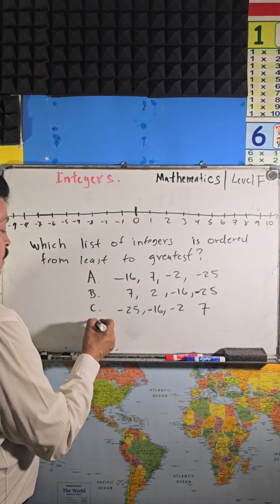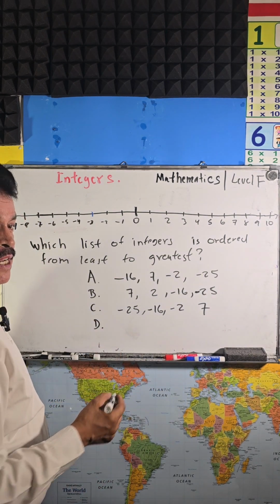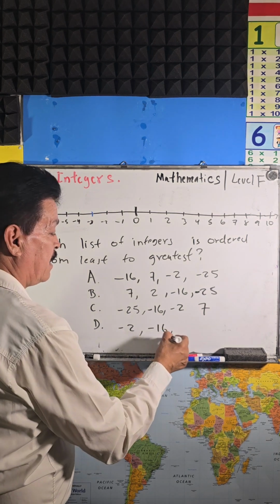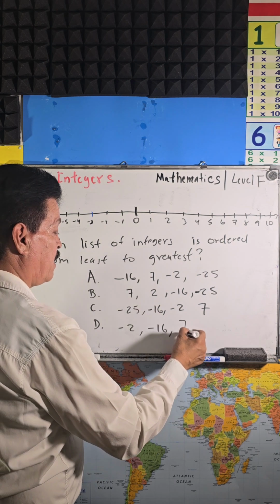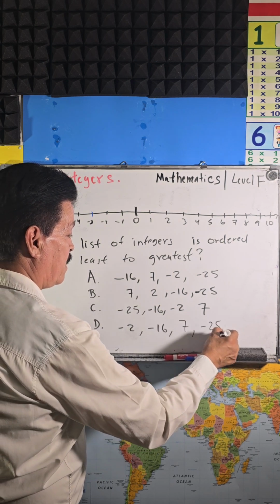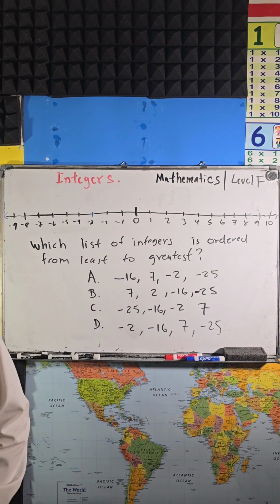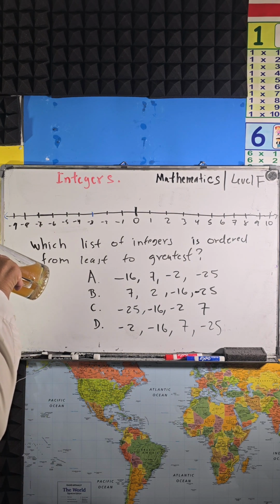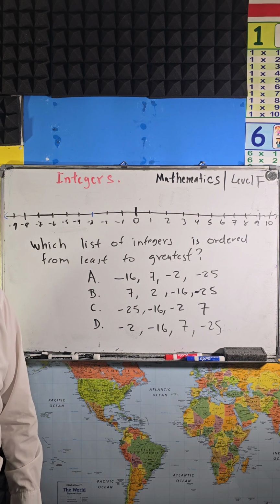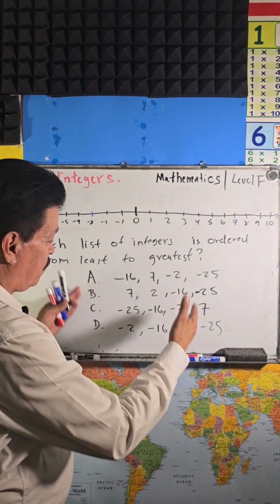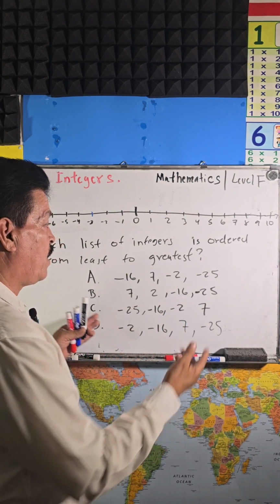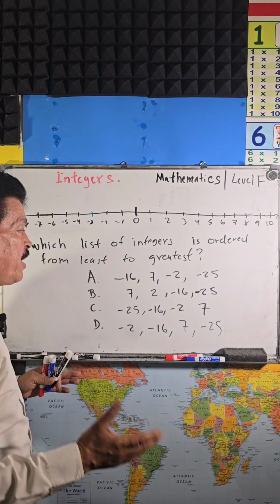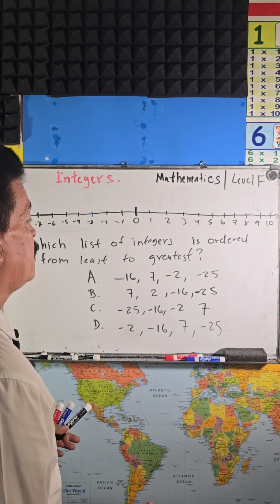And the next one, we have D here. Let's write negative 2, and then negative 16, negative 7, and negative 25. See, all numbers there? Okay, so now we have 4 possible answers. Which one is the right answer for our question? Which list of integers is ordered from least to greatest?